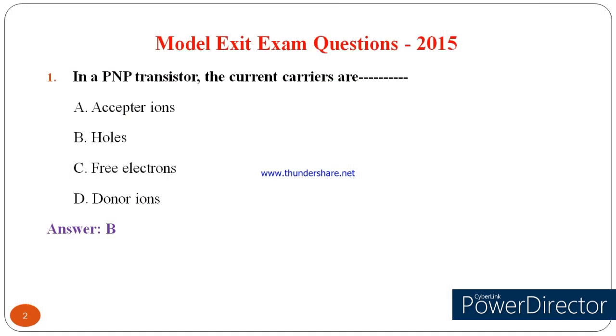The first question: in a PNP transistor the current carriers are blank. A, acceptor ions; B, holes; C, free electrons; D, donor ions.